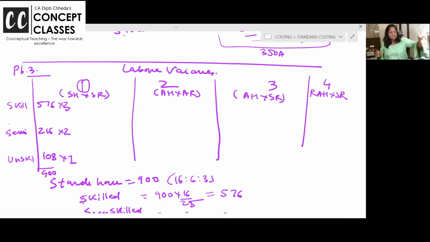I'll give you booster notes also to remember this. Standard hours into standard rate. Actual hours into actual rate. Actual hours into standard rate. And revised actual hours.